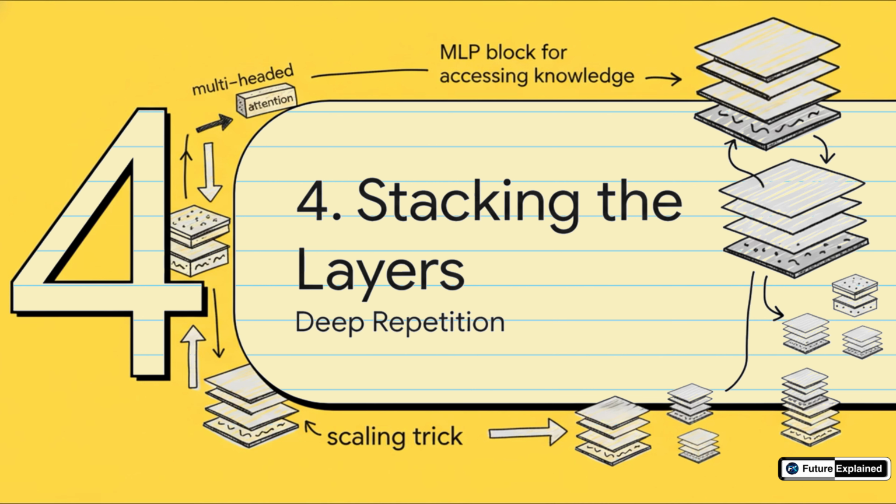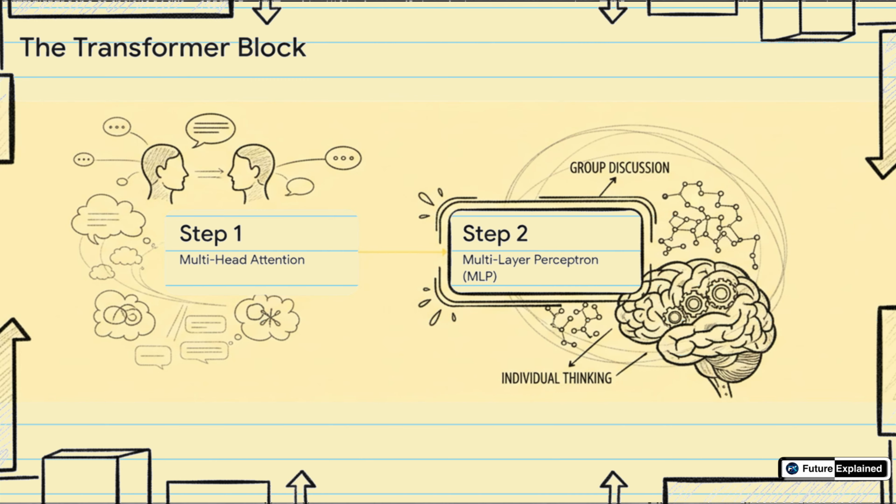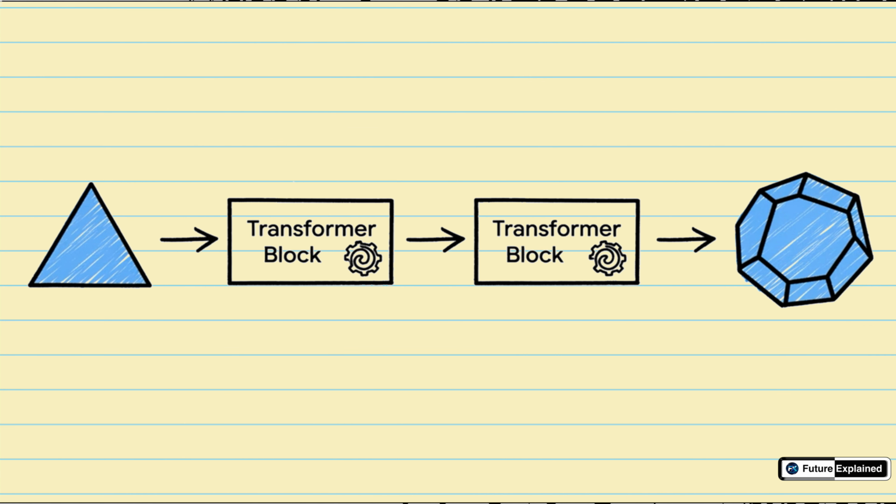We just repeat it, over and over again. These two operations, the group discussion and the individual thinking, are bundled together into a single standard unit. We call this a transformer block. The output from the attention part is fed directly into the MLP part. Simple as that. And right here, this is the magic of deep learning. The updated vectors that come out of one complete transformer block become the input for the very next block. So with each layer that the information passes through, the representations become richer, more abstract, and just more deeply understood.